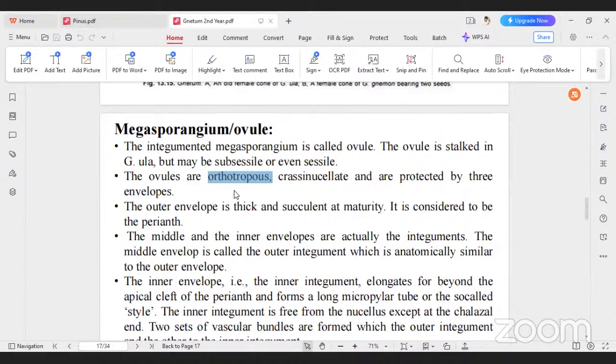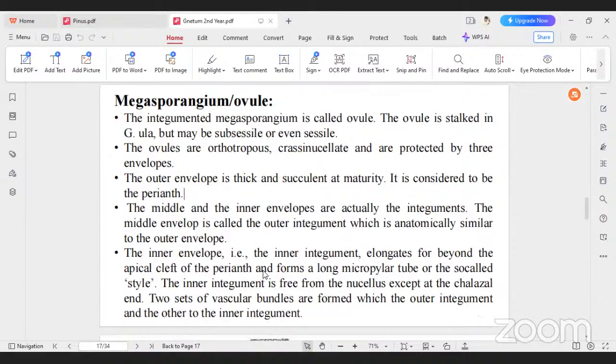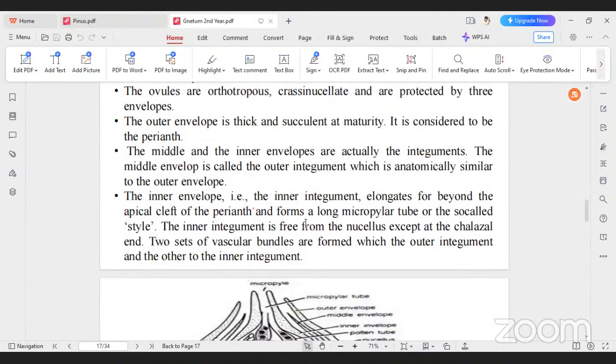Crassinucellate type, protected by three envelopes. The outer envelope is thick and succulent at maturity, considered to be perianth. The middle and inner envelopes are actually integuments. The middle envelope is called the outer integument, anatomically similar to the outer envelope. The inner integument is elongated beyond the apical part, and with the perianth forms a long micropylar tube, which is the so-called style. The inner integument is free from the nucellus except at the chalazal end.